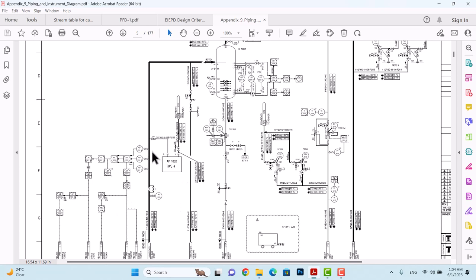So let's see the operating conditions such as flow rate, pressure, and temperatures, and see how we can size it using those criteria.